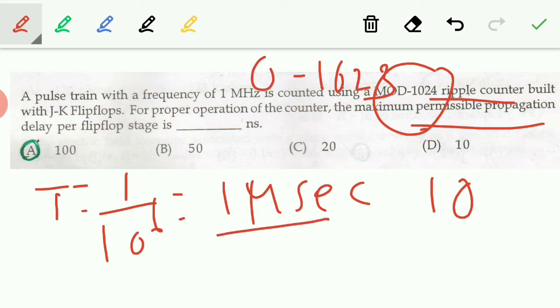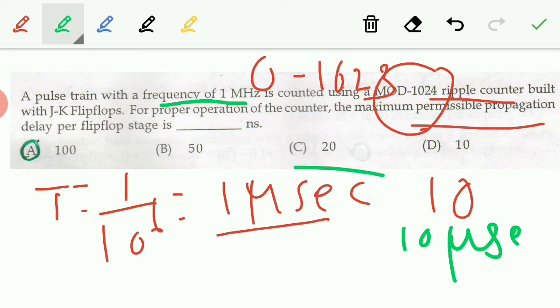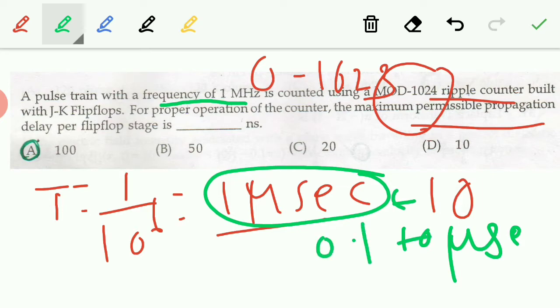So for one flip-flop, if I have 1 microsecond delay, then for 10 flip-flops it is 10 microsecond delay. Sorry, it is for the total counter. It is a ripple counter, so totally 1 microsecond for 10 flip-flops. For one flip-flop it is 1 by 10, that is 0.1 microsecond, which is equal to 100 nanosecond. So that is what we have to find.